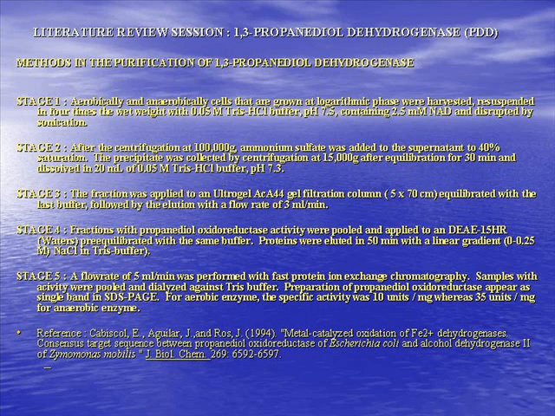Stage 5 is using ion exchange chromatography. For aerobic enzymes, the specific activity was 10 units per milligram, whereas it was 35 units per milligram for anaerobic enzymes. The reference is Tabibzadeh 1994.